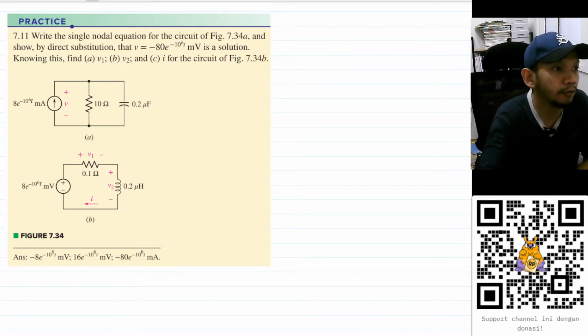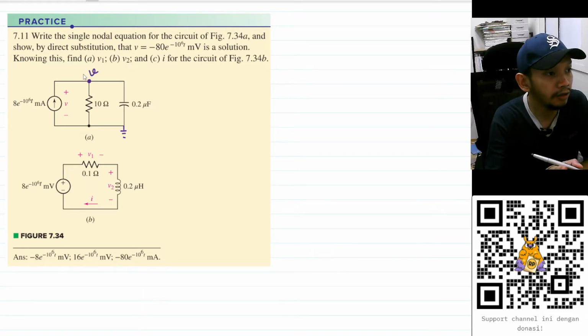Okay, let's do that. We need to do nodal analysis in this circuit. I will put the bottommost node as our ground, so the voltage here will be zero. Because this voltage is V, I will name this node V as well, so we don't have any difference between the two. Now let's do KCL by first assuming the direction of the currents. I will assume the currents like this, and let's apply KCL at V.